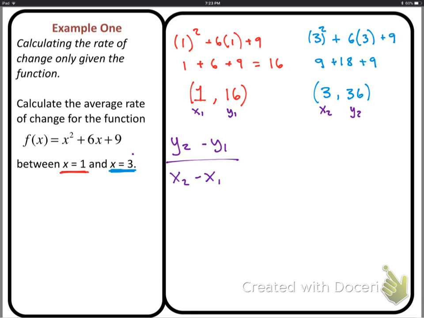So y2 is 36, then the minus sign from the formula, y1 is 16. So 36 minus 16 over x2, which is 3, minus x1, which is 1. Simplifying that out, 36 minus 16 is 20, and 3 minus 1 is 2. Simplify one more time, 20 divided by 2 is 10. So the rate of change between those two is 10, and that'll be our final answer there. You can box it in red, whatever color you want.